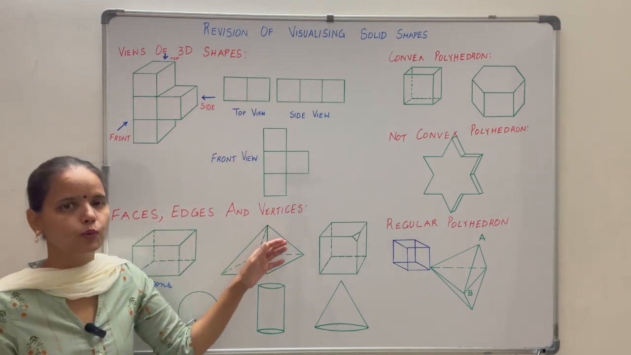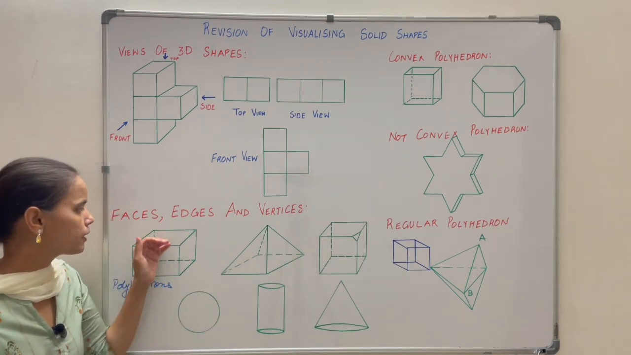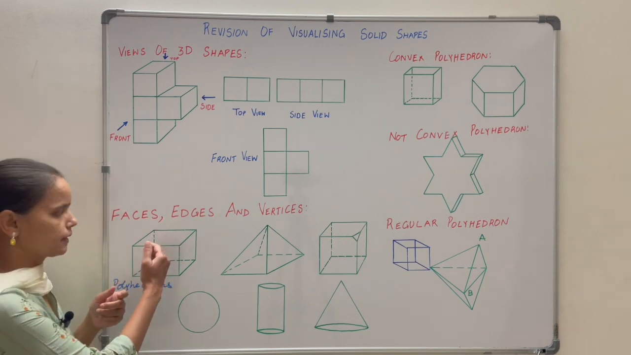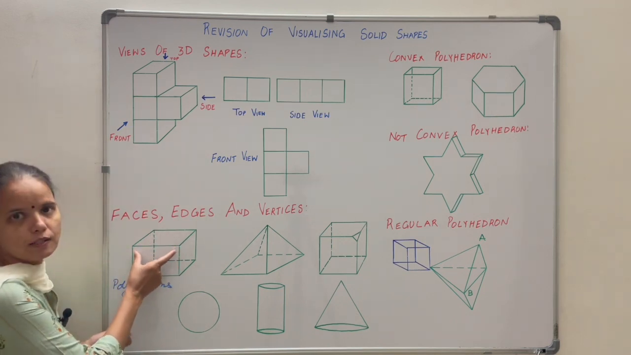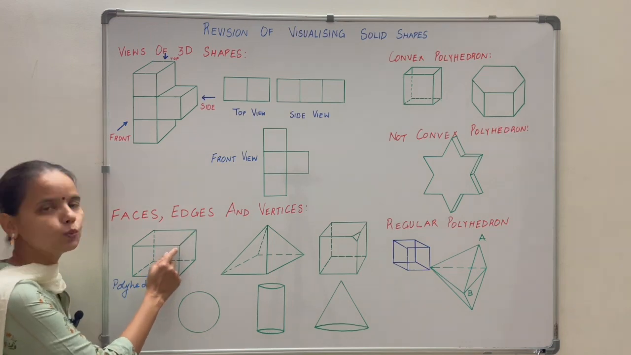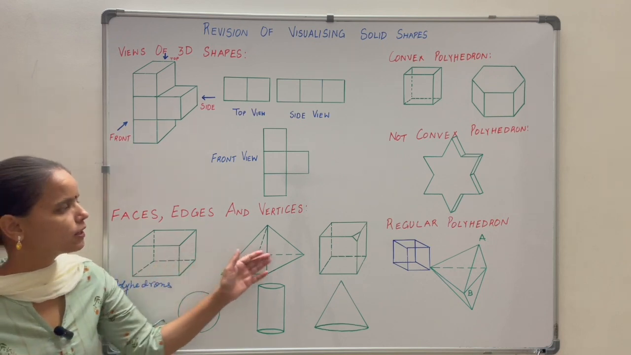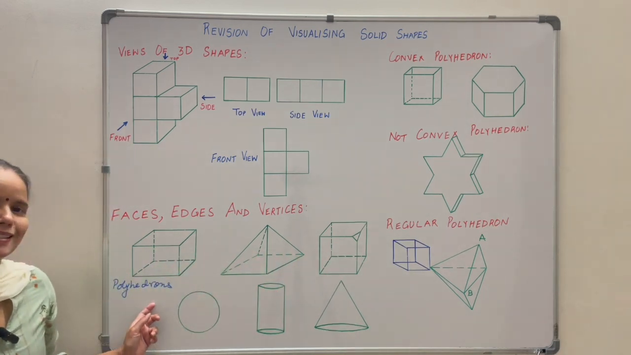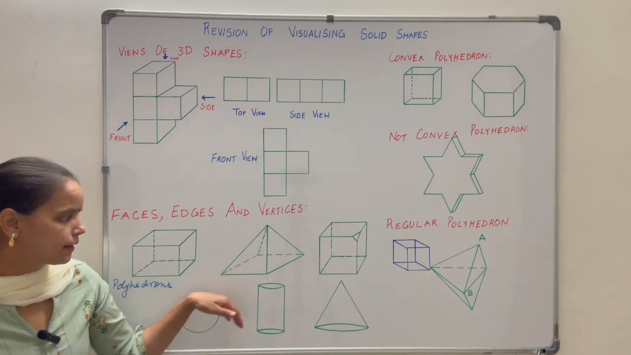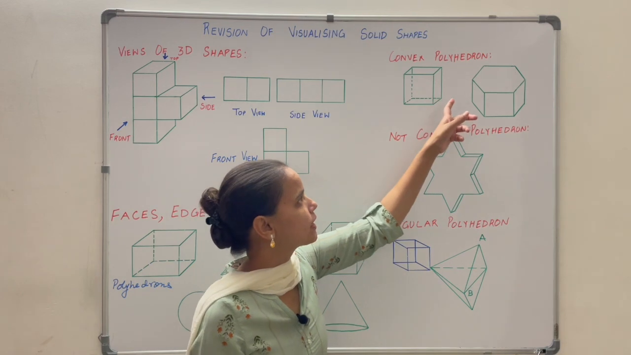Faces, edges and vertices. Each of these solid shapes is made up of polygonal regions. These polygonal regions are called faces. Faces meet at edges, or the line segments. Line segments or the edges meet at vertices. Those are called the points. Each of these solid shapes is called a polyhedron. And these are not polyhedrons; their faces are curved.